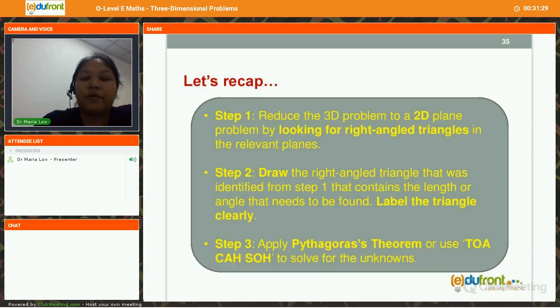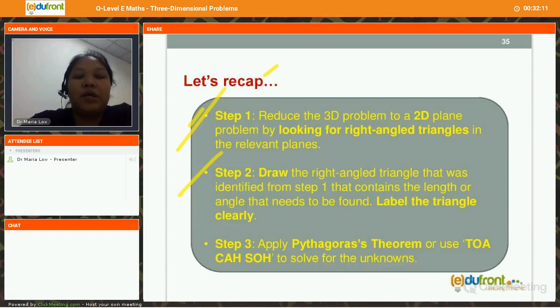Okay, so you can see that we have looked through a series of worked examples, starting from the simplest to the complex question. So let's do a quick recap on what we have in 3-dimensional problems. Step number 1 is we need to reduce a 3D problem into a 2D plane problem by looking for right angle triangles in the relevant planes. Alright, so it has to be a right angle triangle and it must be in the relevant plane that we are looking for.